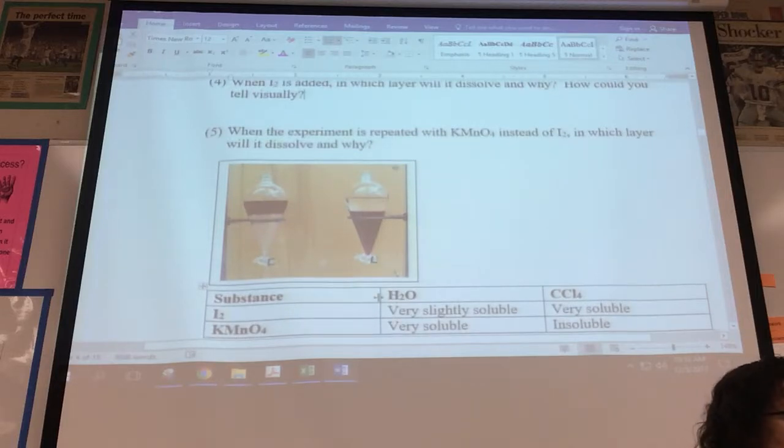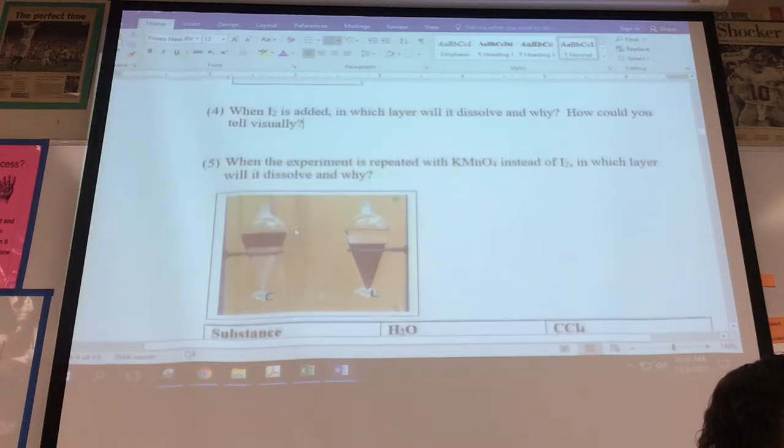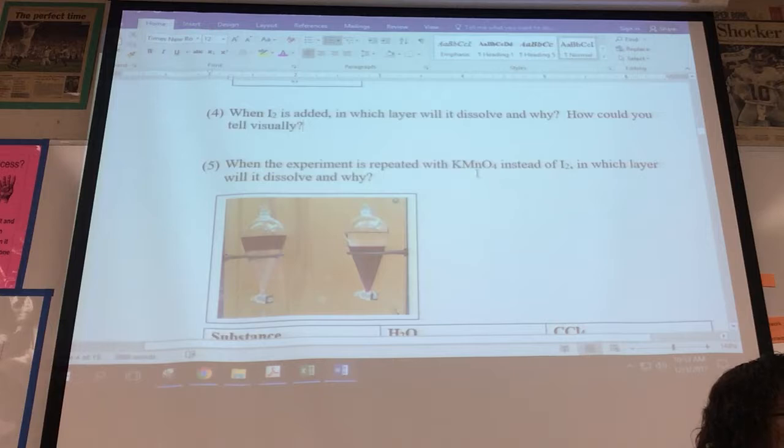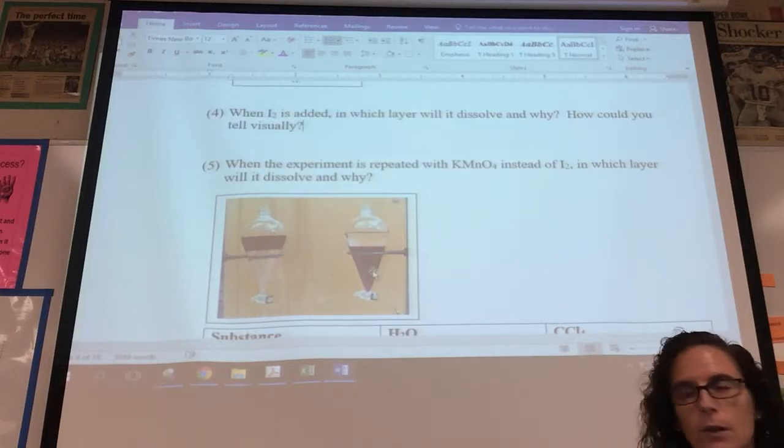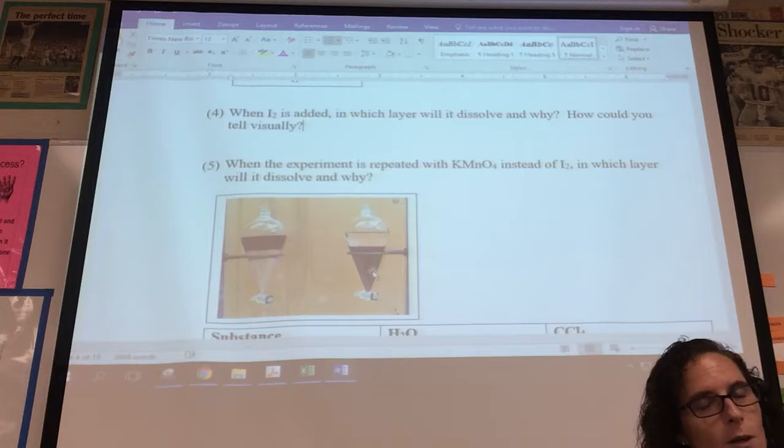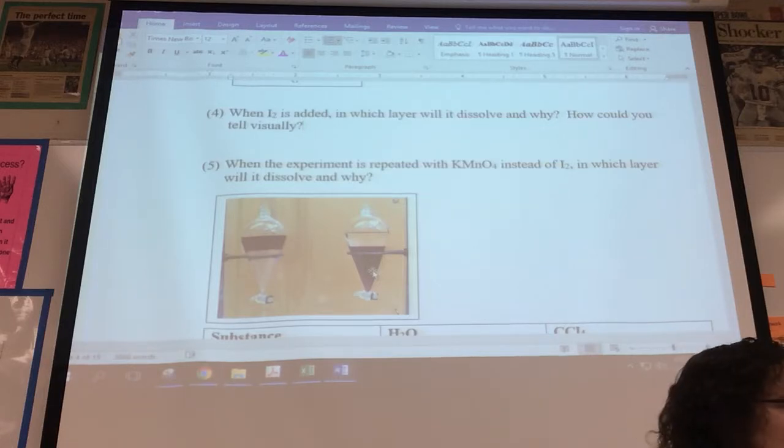If you looked at these separatory funnels and carbon tetrachloride was on the bottom and water was on the top, which one would represent the potassium permanganate? The left one, because this layer turned purple, and that's why I said, what can you see visually? Here you would have iodine, and you can get cutesy little questions like this. If you were going to get a part 2 question in this chapter, it's going to be this cute little separatory funnel.